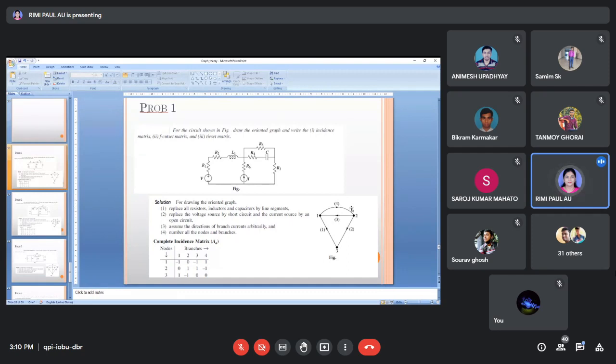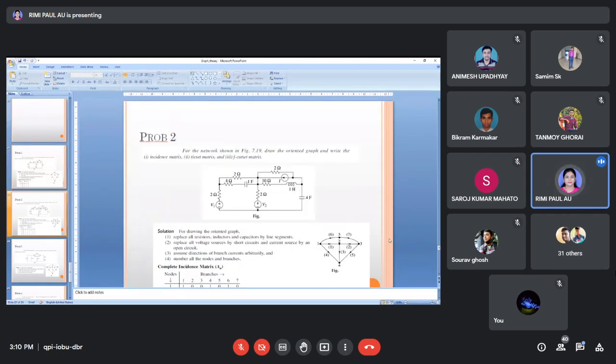Next day, we'll see the reduced order incidence matrix, cut-set, tie-set. This will be another. Now, the second problem. Today we'll see different types of problem and how to draw a graph. And from this graph, how to draw incidence matrix and how to find out twig and chord.